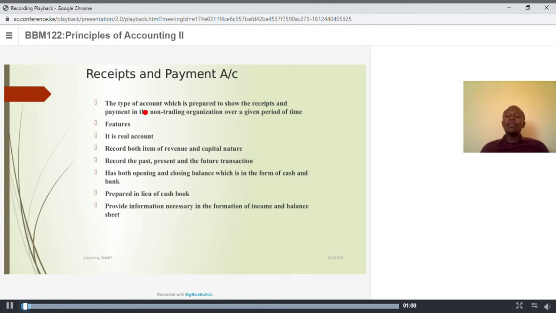So we are saying all the information that you get from the receipts and payment account is normally used in the preparation of the income and expenditure account and the balance sheet. So this book is very important. The book is critical in its preparation. Any question as far as the receipts and payment account is concerned? Any question?